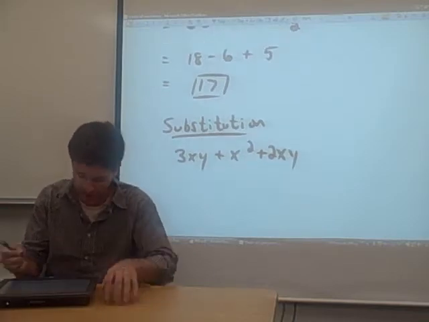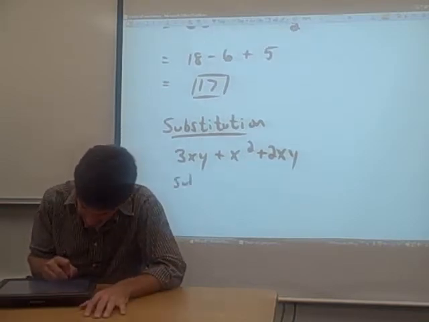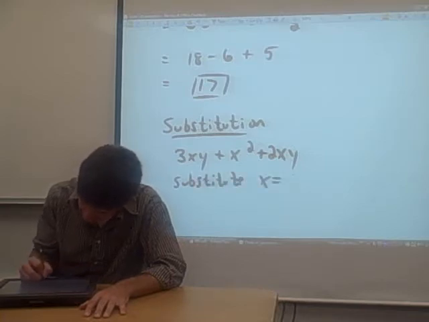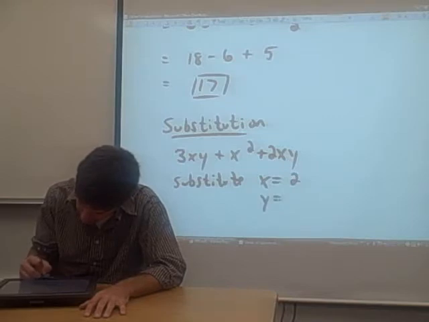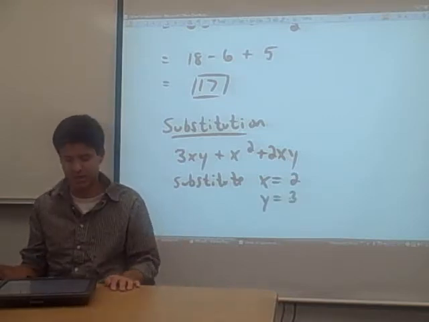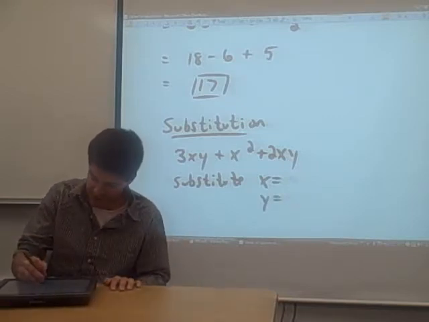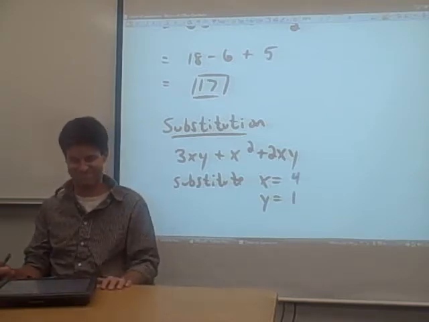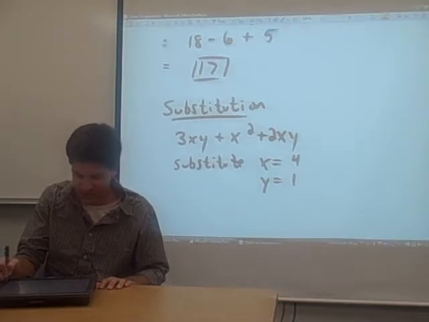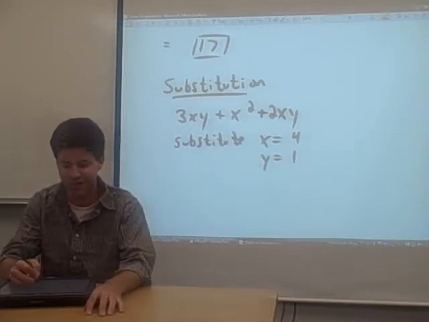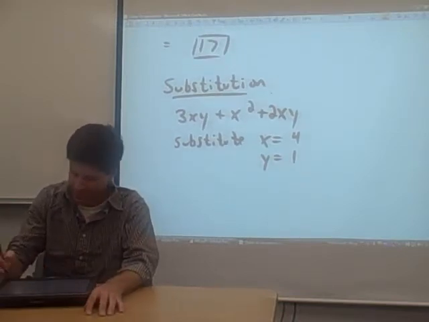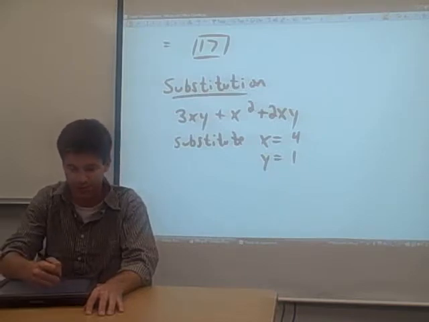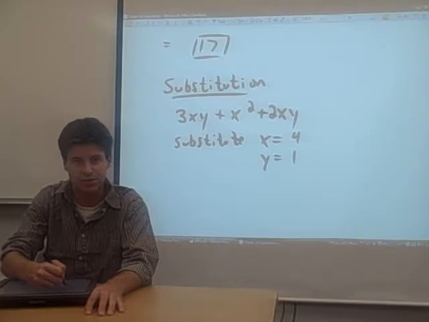And then you're told to substitute x equals 2 and y equals 3 into that expression. How about I change those numbers? How about x equals 4 and y equals 1? And we're told to substitute those x and y values into this expression. Well, it's pretty simple. All you have to do, anywhere you see an x, you replace it with the 4. Anywhere you see y, replace it with the 1.